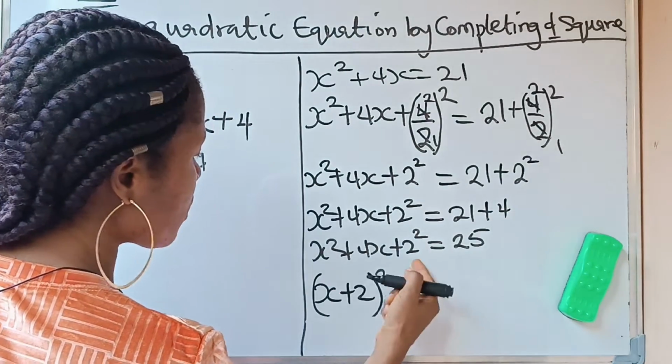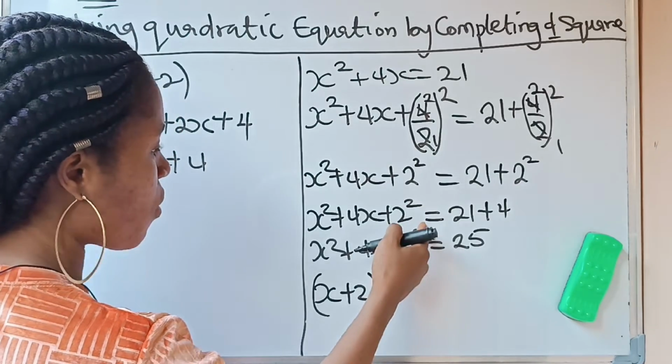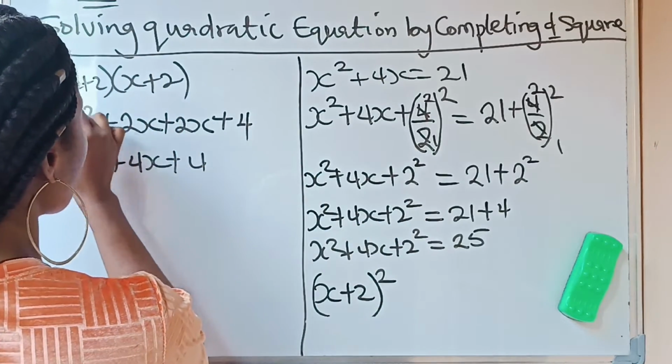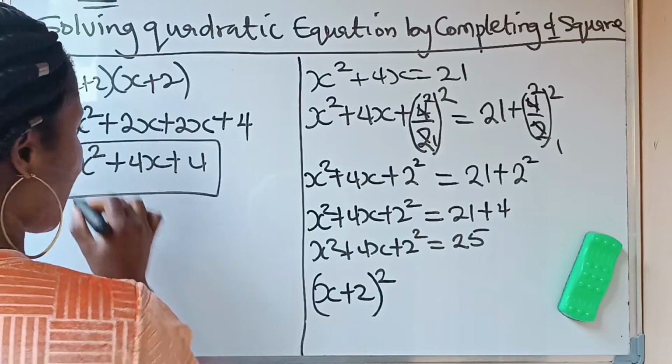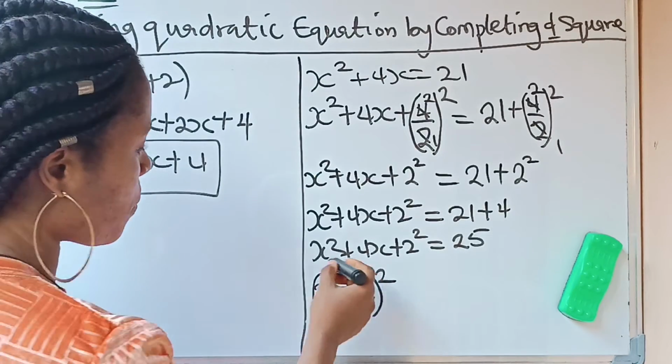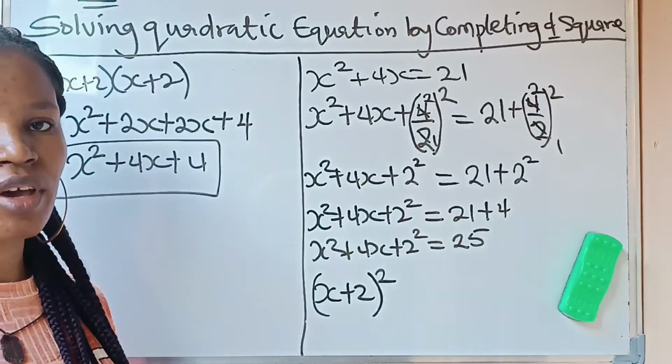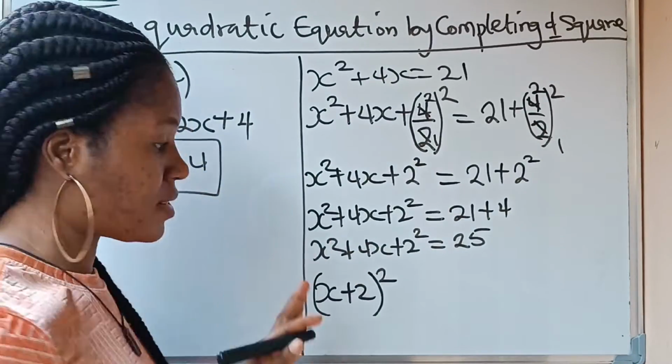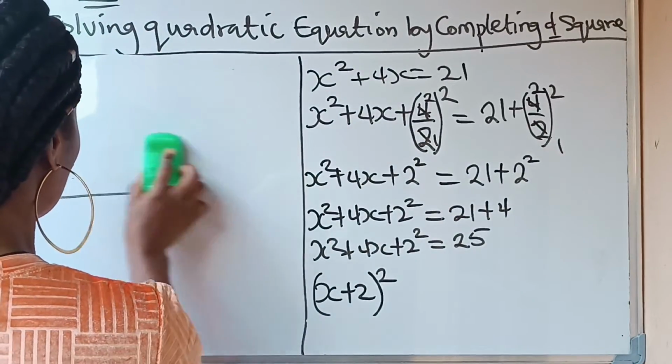It's still going to give you, because if I do 2 raised to the power of 2, it's going to give me 4. So it's going to give me this back. So this x plus 2 raised to the power of 2 is representing all of this here. Okay, I think I've made myself clear. So I'm going to clear this now.